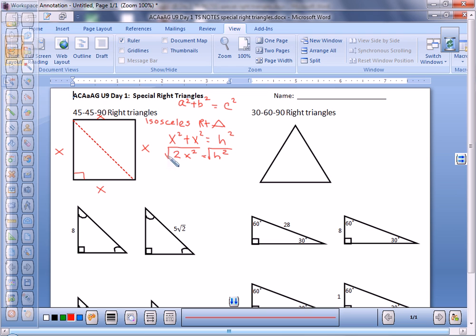Now, normally when I take a square root, it's plus or minus, but I'm talking about a length here. Will a length ever be negative? No. So in this case, I'm just thinking about the positive square root, so I won't even write plus or minus out in front. Do you know the square root of 2? No? We have to leave it under the radical. Do you know the square root of x squared? Yes. What is it? X.